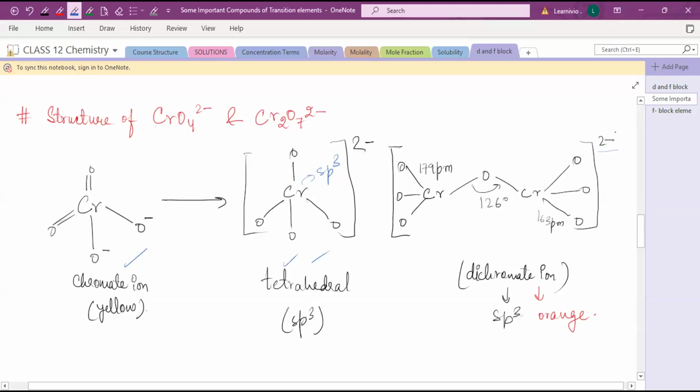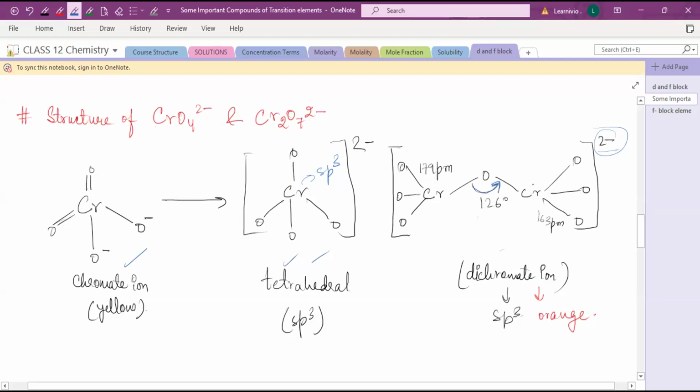Dichromate ion. What is the charge on it? 2 minus. Now see the bond angle. This is the bond angle between chromium, oxygen and this chromium. The bond angle between these two bonds is 126 degree. 126 degree, right? And this bond length of chromium and oxygen is 179 picometer. So that's the structure of dichromate ion.